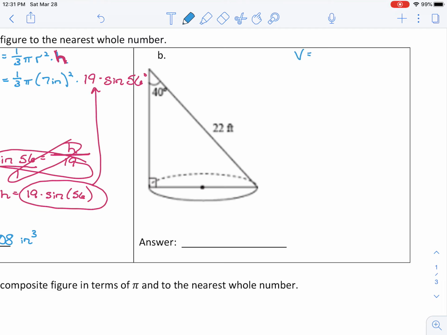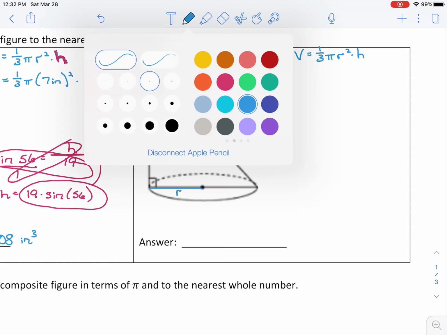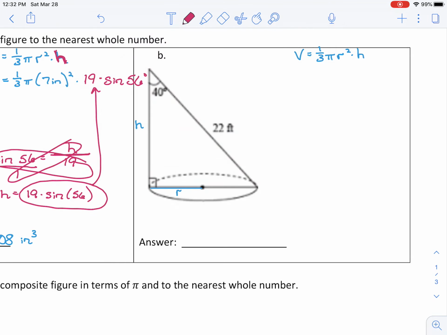Still a cone, so I'm going to use my cone formula. But if you look at this one, we don't know the radius. That's annoying. We don't know the height. Also annoying. I'm really sorry. But just like the other one, I do have a right triangle. And right triangles give us a lot of power. There's a lot of things we can do when we have a right triangle. So I'm going to focus on the right triangle.